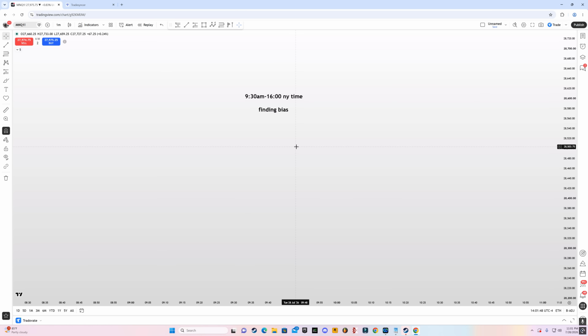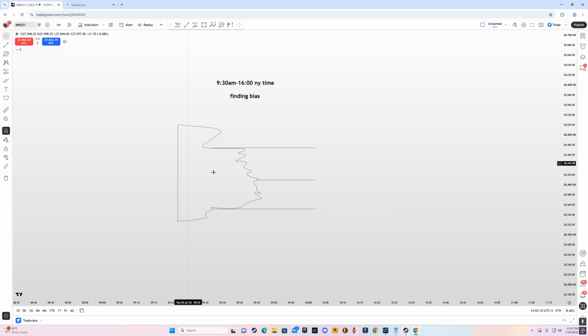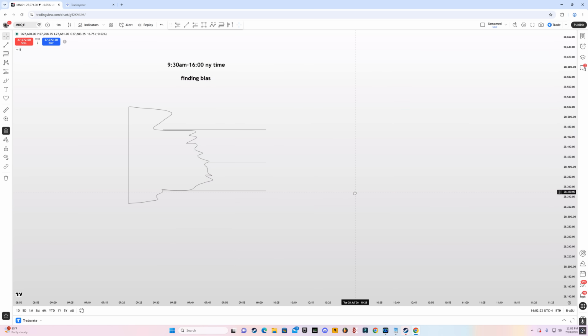And it's quite simple. So we mark out the previous day cash session volume profile. It's going to look something like this, where we have the volume profile. Let's assume that we have the value area high up here and the value area low down there, and we've got the point of control. So this right here is called balance. Anything outside is called imbalance. So we want to focus on the balance of the previous day: the value area high, the point of control, and the value area low.